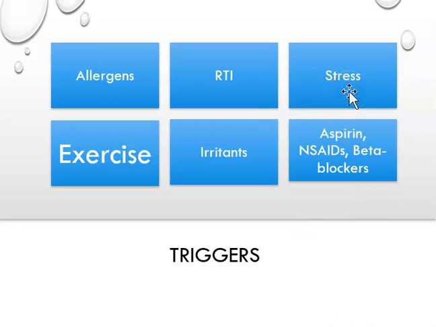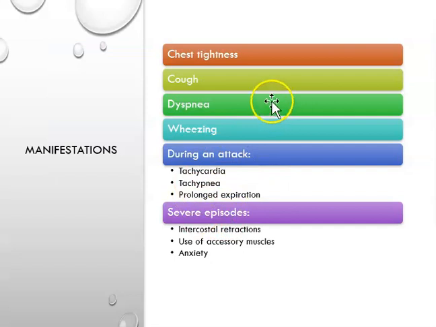During an asthma attack, bronchoconstriction happens, and edema, inflammation, and mucus secretion start to narrow the airway. Airway resistance increases, and that really limits airflow and increases the work of breathing. Think about what I said with patients that aren't able to speak anymore. Manifestations: they're going to have some tightness, cough, shortness of breath, wheezing, and during an attack, tachypnea, tachycardia, prolonged expiration, and then during severe episodes, intercostal retractions, use of accessory muscles, and anxiety.